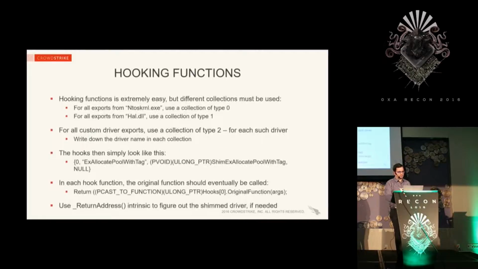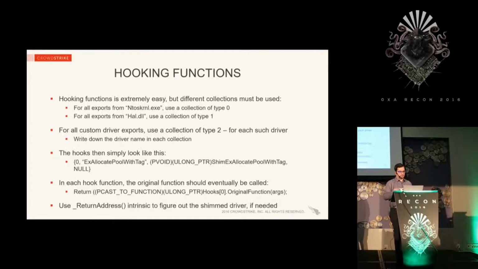So how do you hook a function? Well, again, fairly easy. You look at what exports the thing you're trying to hook. If the export is ntoskrnl, you create a collection of type 0. If the export is hal.dll, you create a collection of type 1. And if this is a custom driver, you create a collection of type 2, and you put down your driver name. So I have a very simple example here.